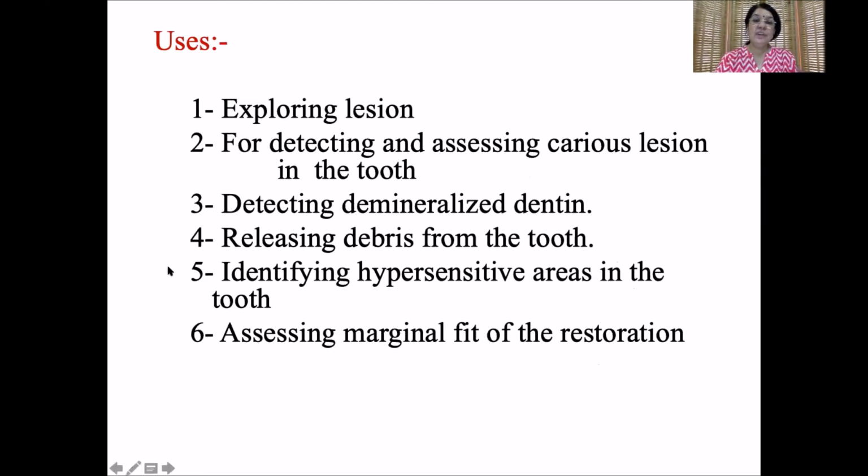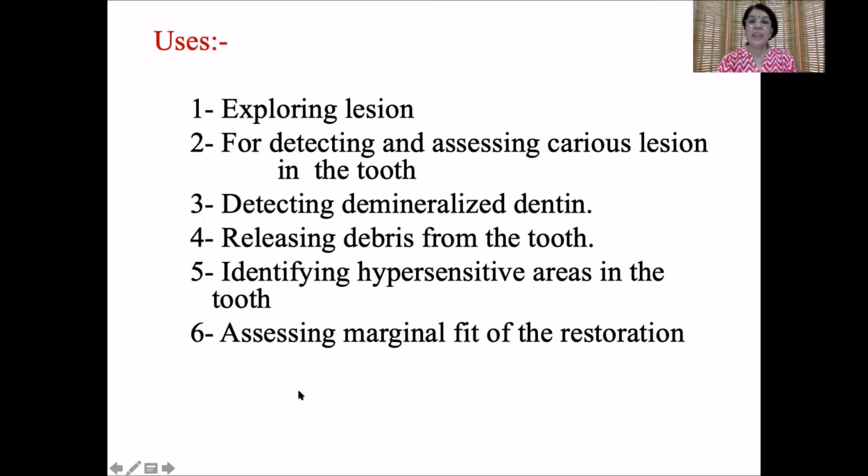It is used for detecting and assessing the carious lesion in the tooth. Detecting if it is present or absent, assessing whether it is soft caries or hard caries, and the depth of the caries. And detecting demineralized dentine.